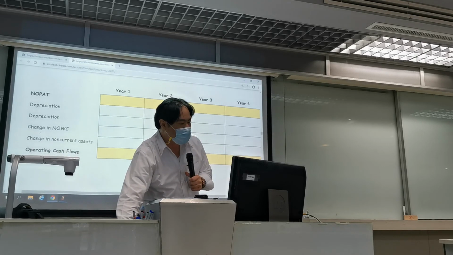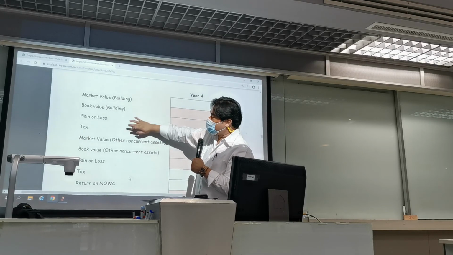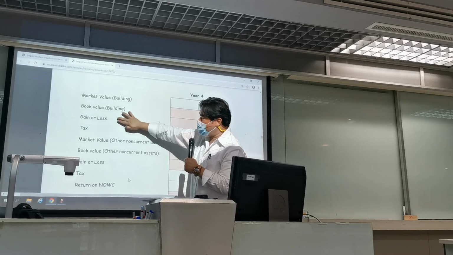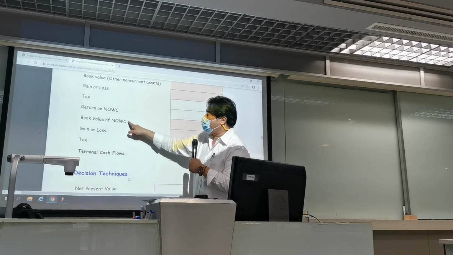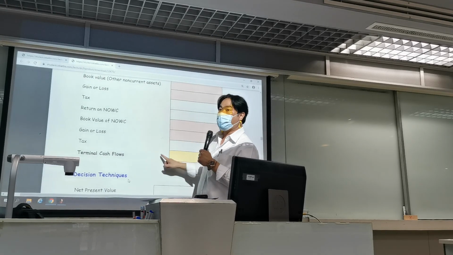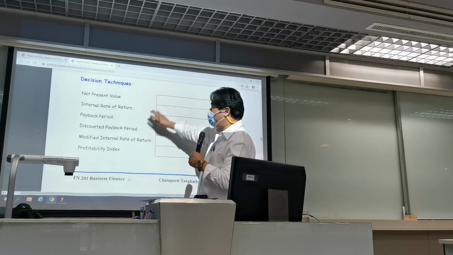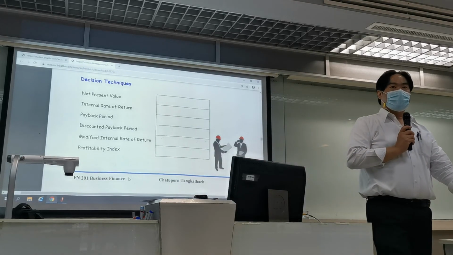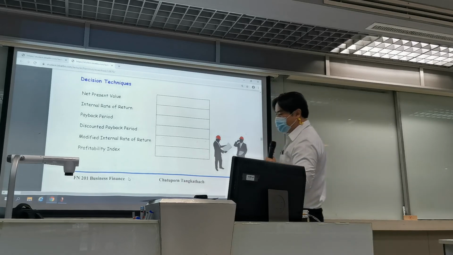The third section of the cash flows, terminal cash flows, is here. Market value, subtract tax. You compare market value with book value, so you get gain or loss, and compute tax here. Remember to have return on NOWC. Finally, terminal cash flows here. After you have all the cash flows, you must calculate NPV and so on. This is what you are going to do after the break. But before we take a break, let me tell you one more thing.